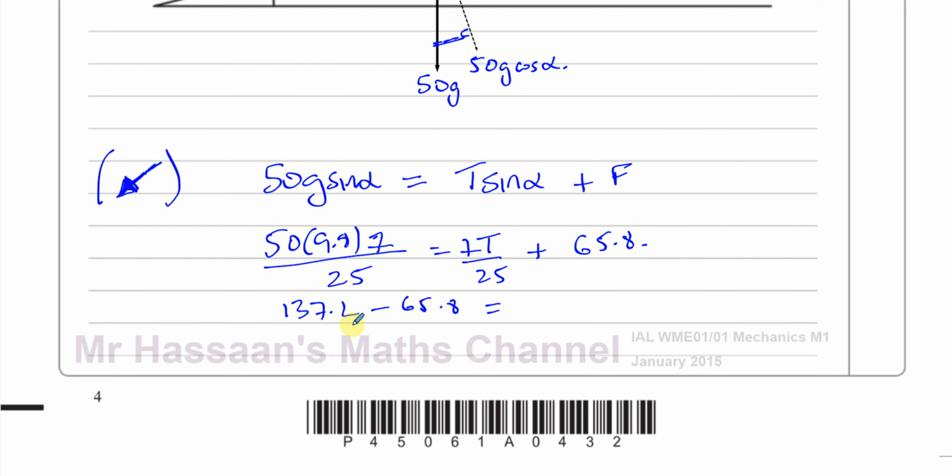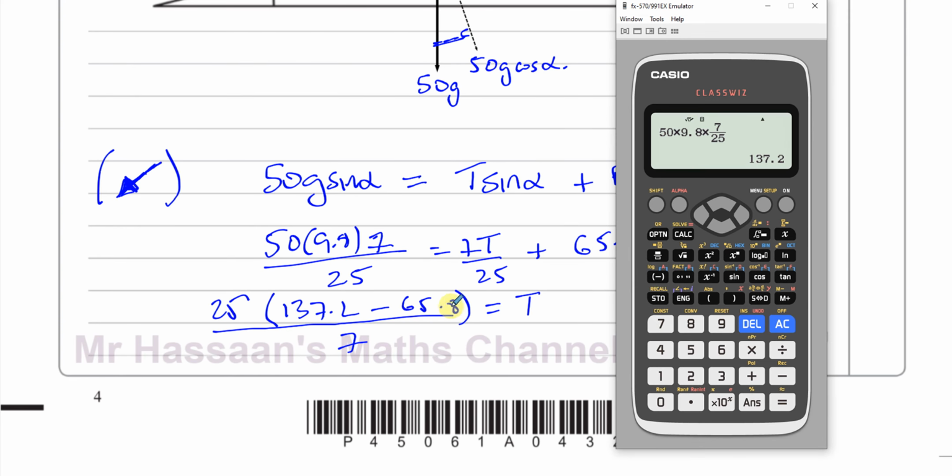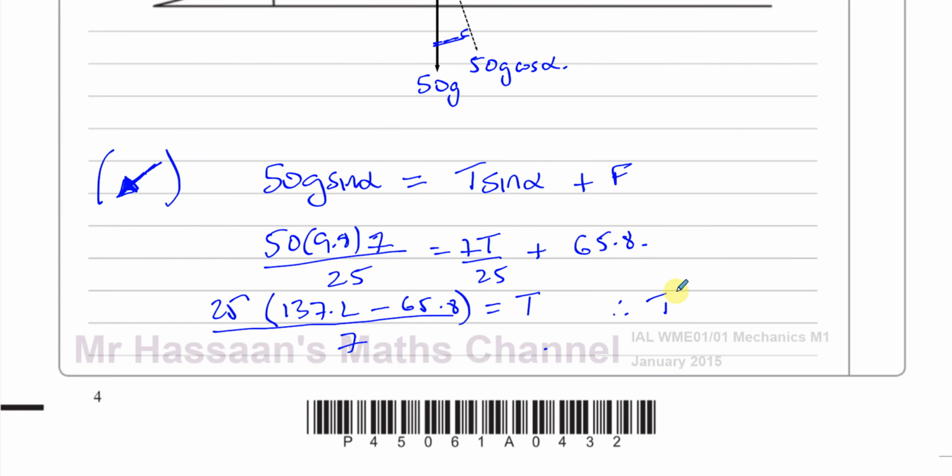And what I'll also do is multiply this by 25 and divide it by 7, and that will leave me with my tension. So I'll do that in one go. I'll take this value, which is the subtraction I've done, and take away 65.8. That gives me 357 over 5, which is 71.4. I've got to multiply that by 25 and then divide it by 7, and I get 255. So therefore my tension is 255 newtons.